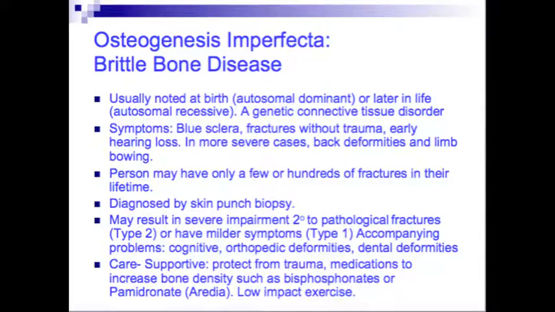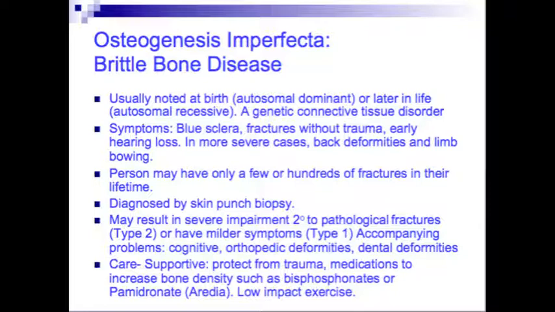Now, the third congenital disorder is osteogenesis imperfecta, or you may hear it called brittle bone disease. Usually it's noted at birth, and that would be the autosomal dominant type, or it may show up later in life, which is the autosomal recessive. But it is basically a genetic connective tissue disorder. When it shows up later in life, they're usually fairly mild cases that can be managed fairly easily. But it's a child that maybe is having repeated fractures that cannot be explained.